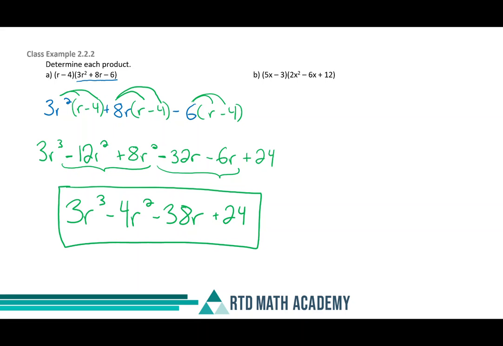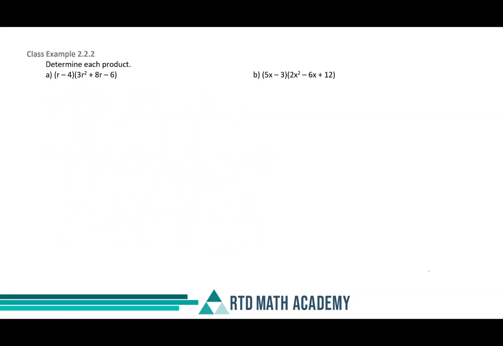And I can see when I multiply the binomial times the trinomial, r minus 4 multiplied by 3r squared plus 8r minus 6, I'm left with an expression that contains 4 terms, and that's 3r cubed minus 4r squared minus 38r plus 24. Question B, I'm going to go back to the claw method.